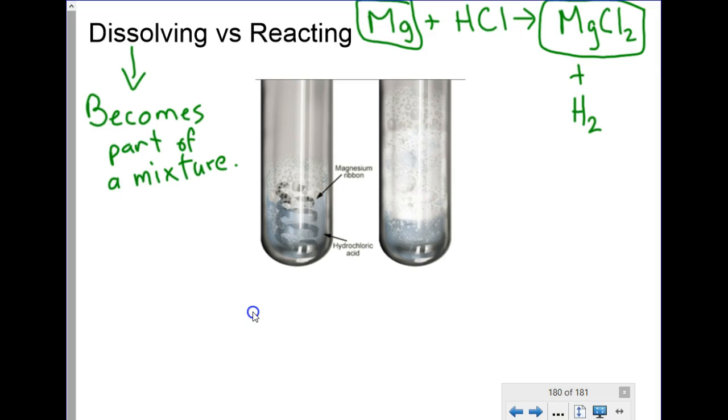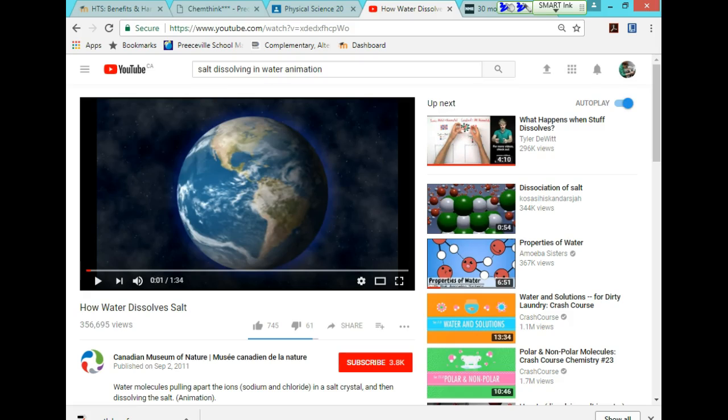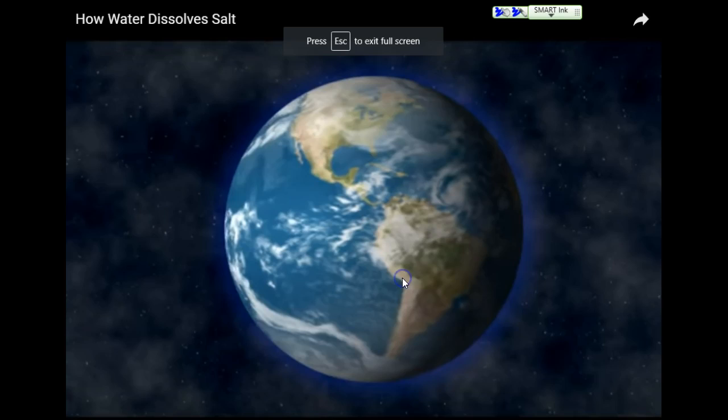I'm going to just change to a video here. What this is going to do is zoom into the particles which make up salt and water to show you what's happening to the salt crystal on a microscopic level.